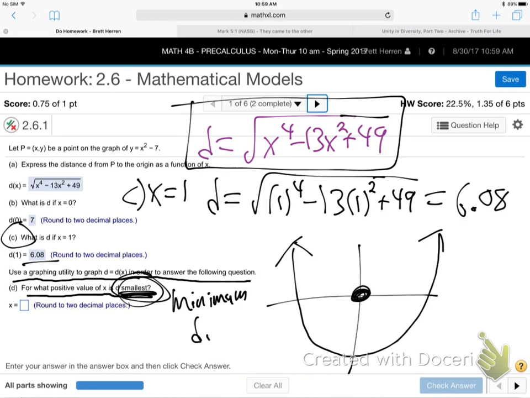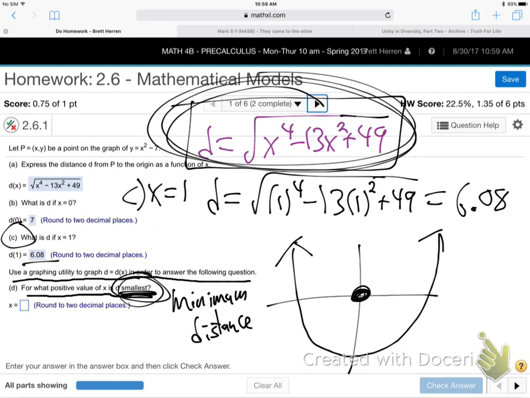It's minimum distance. So what that means is I've got to take this thing on my graphing calculator. You guys have a calculator? Put this in for y1 now and graph it and find the minimum. That'll be the minimum distance. That'll be the closest point. Does that make sense? So that's where we're going now.